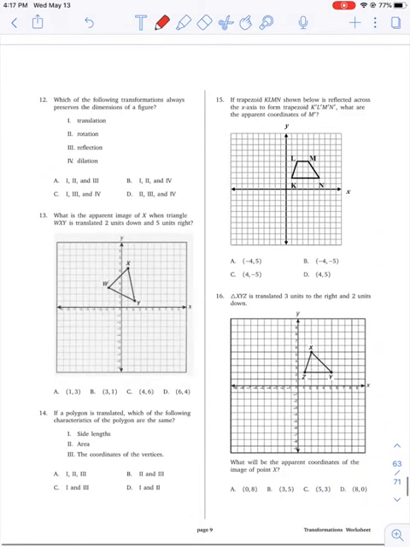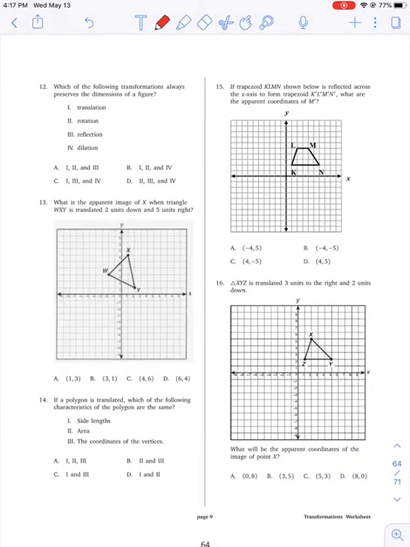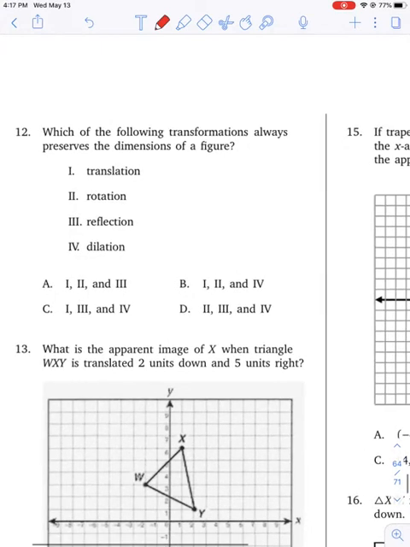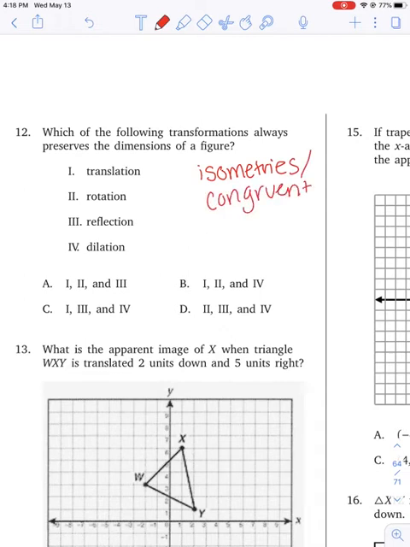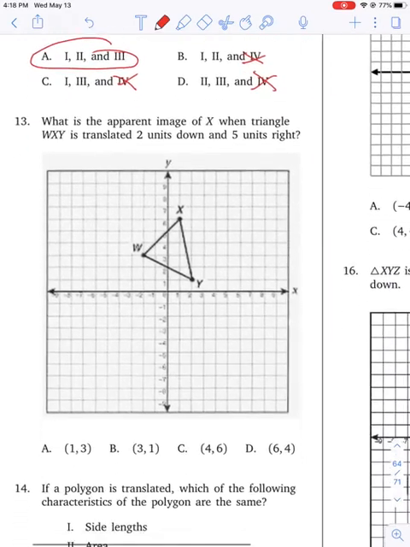Okay, almost done. Oh, let's see. 4 problems on this page. 5 problems on this page. Big page. So which preserves the dimensions? So this is basically saying which ones are isometries. In other words, which ones are congruent. The only one that's not an isometry is dilation. So I can eliminate all of these choices because those all have dilation in it. A is my answer.